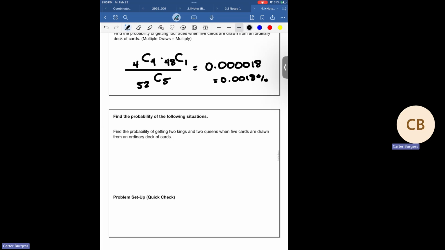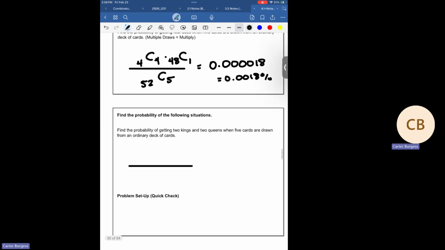Okay, so we are trying to figure out the probability of getting 2 queens and 2 kings. We're again going to stick with exactly 2 kings and exactly 2 queens, and then 1 mystery card from 5 cards that are drawn. So again, just like before, what is our sample size? How many ways do we have to draw 5 cards from a deck? 52 choose 5.